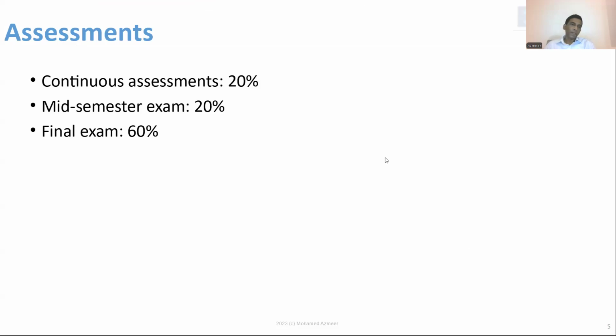Looking at the assessments, there are three ways of getting marks. One is continuous assessments. So from time to time, you will get some assignments, activities, things like that, which will give you 20% of the marks. And there is a mid-semester exam, which will give you 20%. And then there is the final exam that will give you 60%. Okay. So these continuous assessments might have assignments, MCQs, quizzes, things like that. So please check your LMS from time to time to see what kind of updates are coming there.